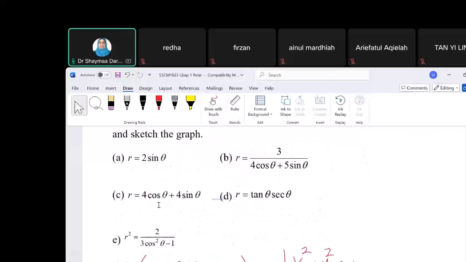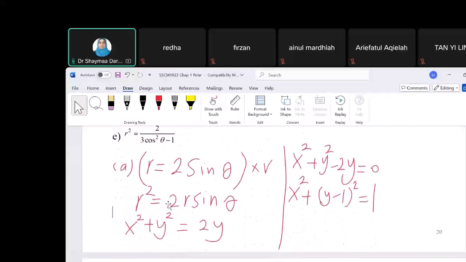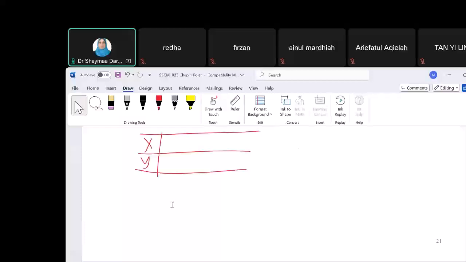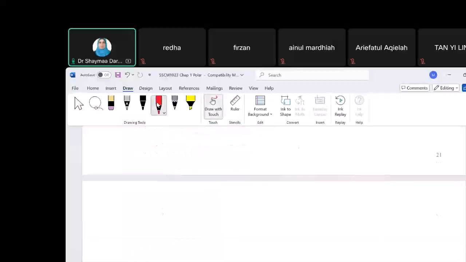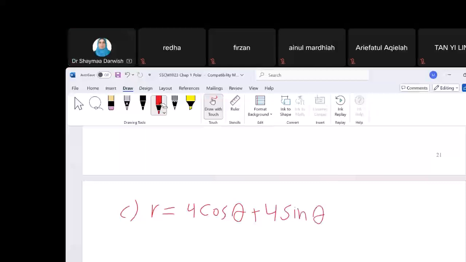For part C, r equal to 4 cos theta plus 4 sin theta. Okay, we need to convert this one from polar to Cartesian.